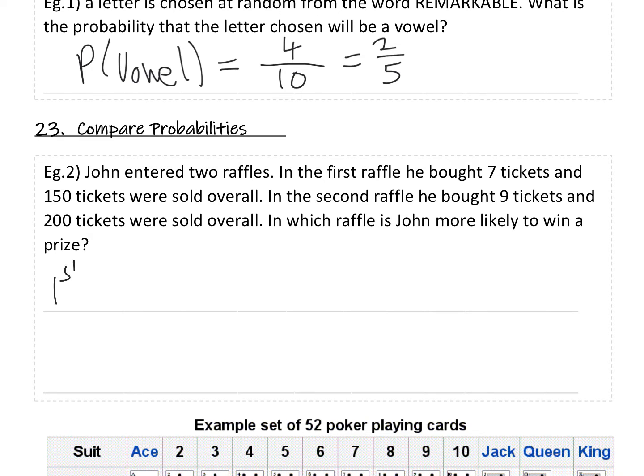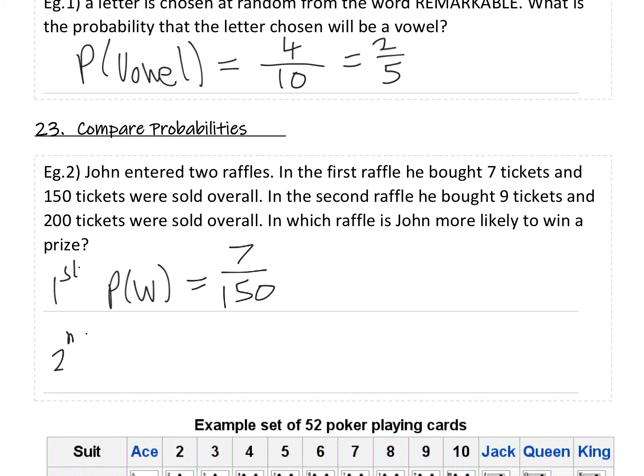In which raffle is John more likely to win a prize? Well, let's take the first scenario. The probability that he wins there, P(W). The probability he wins in the first one is the number of successful outcomes, the number of ways he can win, which is going to be 7 ways because he's got 7 tickets, out of 150 tickets sold. So there's 150 possible winning tickets. So the chances of him winning was 7 out of 150.